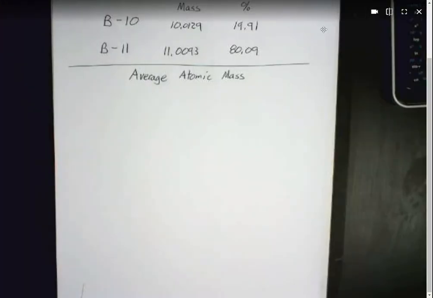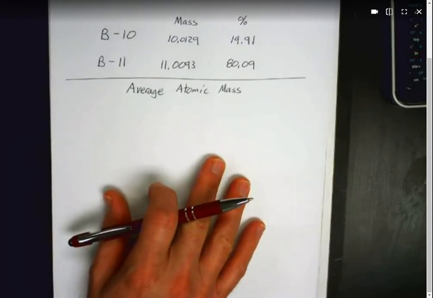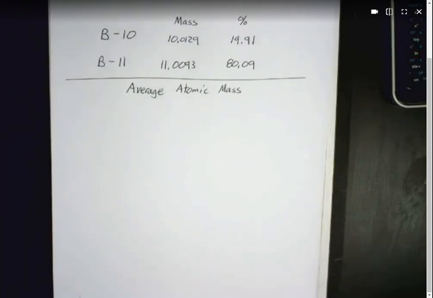In this video, we're going to take a look at a sample problem involving average atomic mass. Let's take a look. So here we have some data, and we have two isotopes of boron.